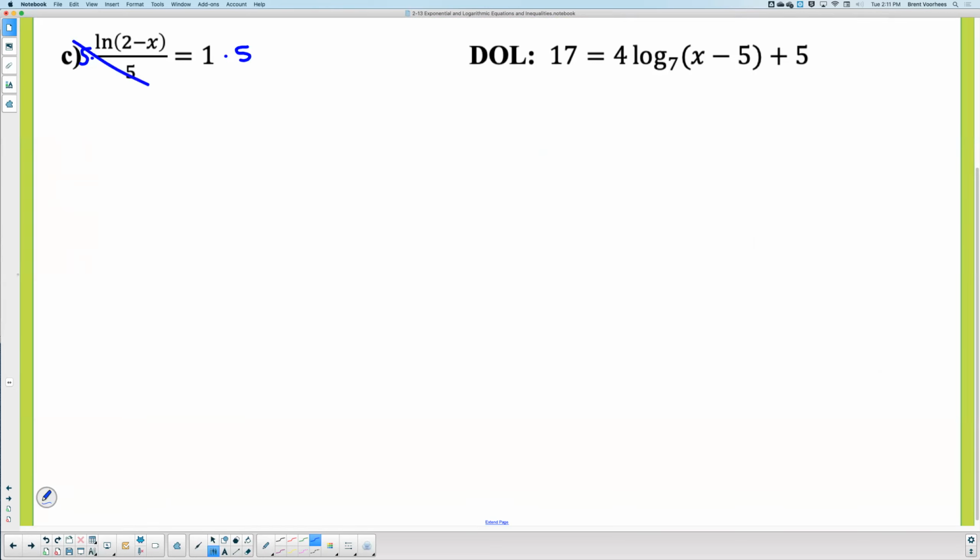And now I have the natural log isolated. It's natural log of 2 minus x is going to equal 5. Well, it's isolated. So we go to step 2. The inverse. Now, with a natural log, what is the hidden base that they don't show you? E. These two get switched places when you do the inverse. So it's now e to the power of 5 equals 2 minus x.